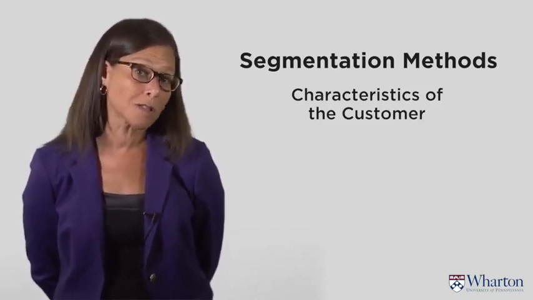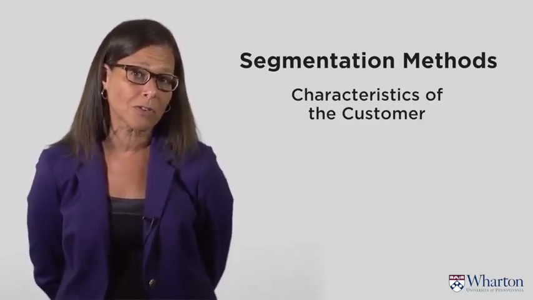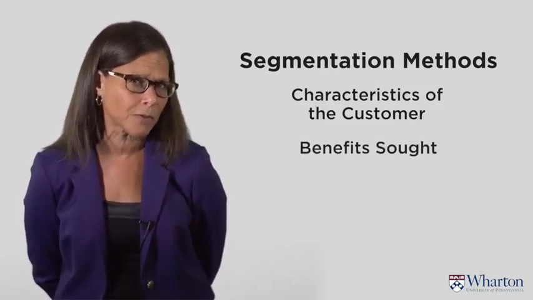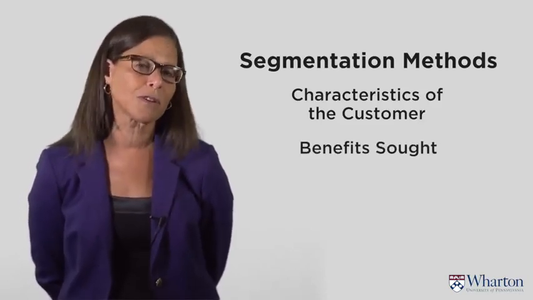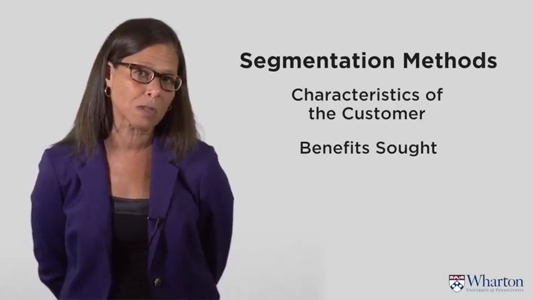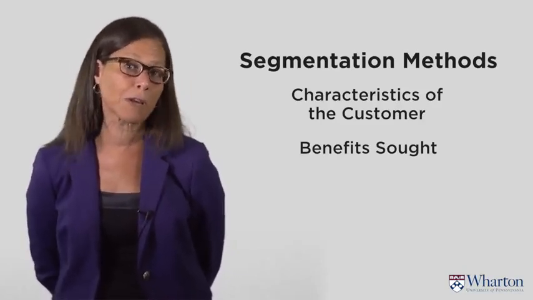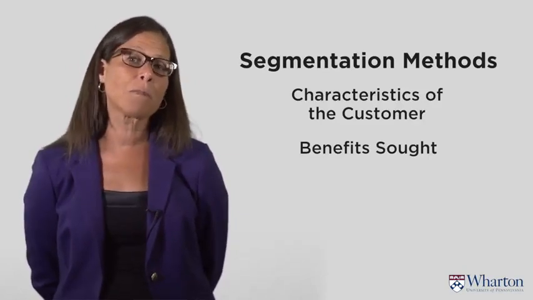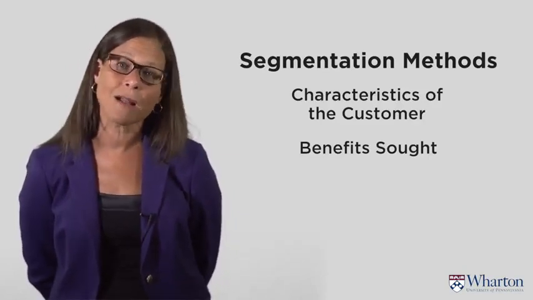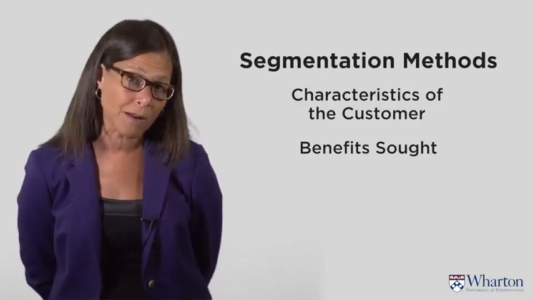Another one, though, doesn't really focus on characteristics of the customer. It says, well, people like different things in products. They focus on different benefits. So in running shoes, some people care about comfort, some people care about aesthetics, some people care about technology. And so it might make sense to divide up the market, or segment the market, on the benefits that people seek.